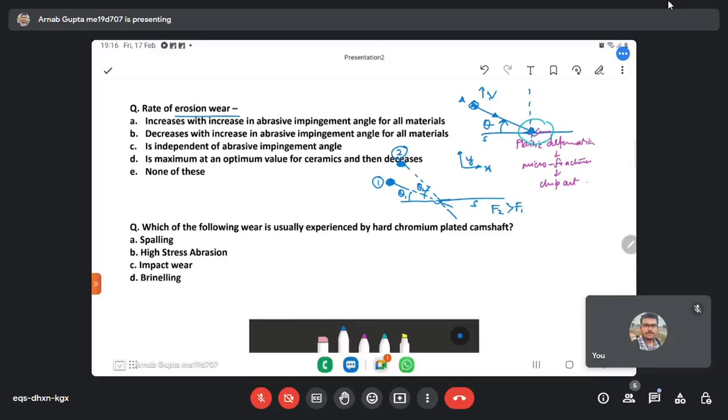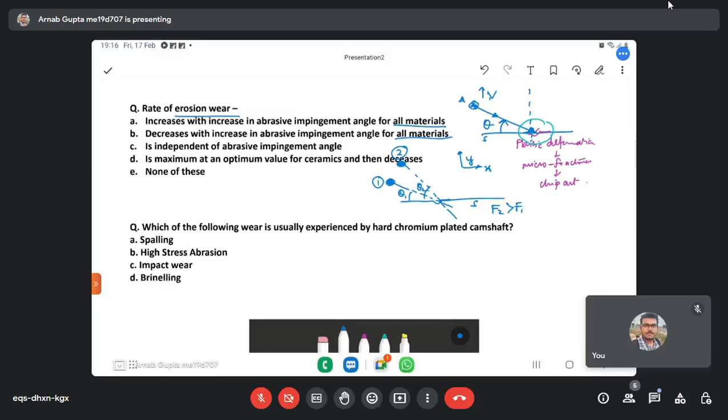So you need to understand that for all materials, first of all, we can't say that it will absolutely increase or absolutely decrease with the increase or decrease in the impingement angle. We can't say that. Why? Because materials offer different type of resistance to this type of deformation or to this impingement action, right?